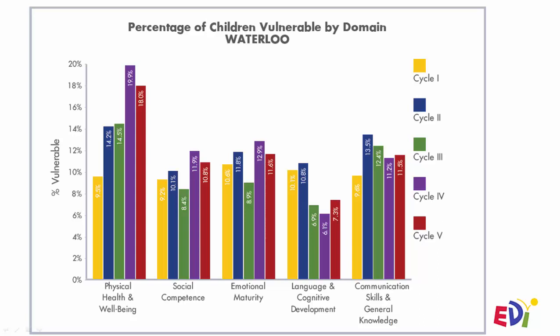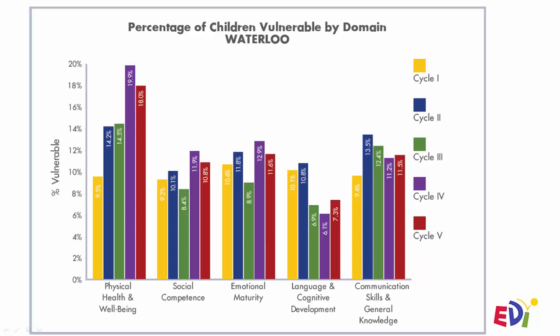The percentage of children vulnerable in the social competence domain in Cycle 5 was 10.8%. This is a slight improvement from Cycle 4. For the emotional maturity domain, 11.6% were vulnerable. Again, this is a slight improvement from Cycle 4.